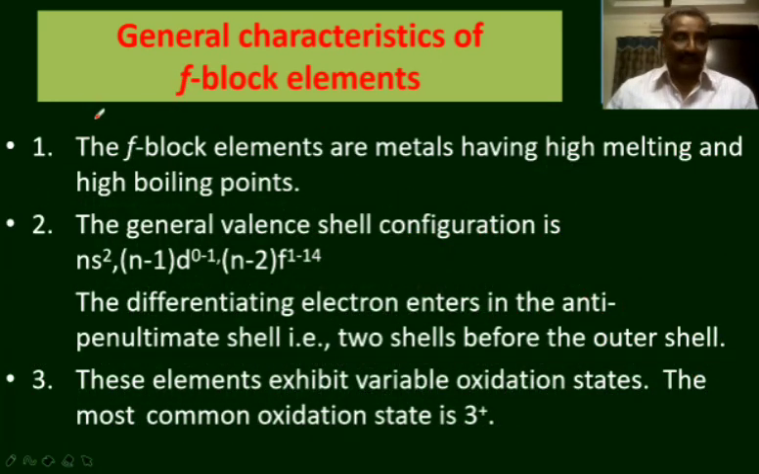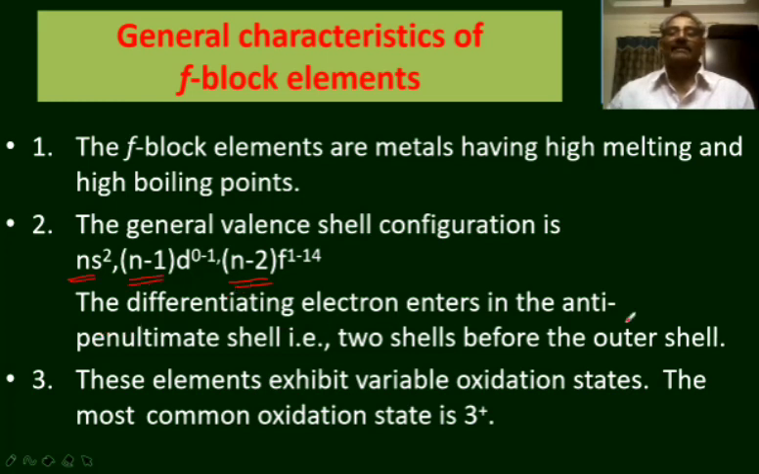Next, general characteristic properties of F-block elements. The F-block elements are metals having high melting and boiling points, just like the D-block elements. The general valence shell configuration of F-block elements is ns2, (n-1)d0 to 1, (n-2)f1 to 14. That is, the f orbital of the antepenultimate shell is being filled with electrons. A maximum of 14 electrons can be filled in the f orbitals.